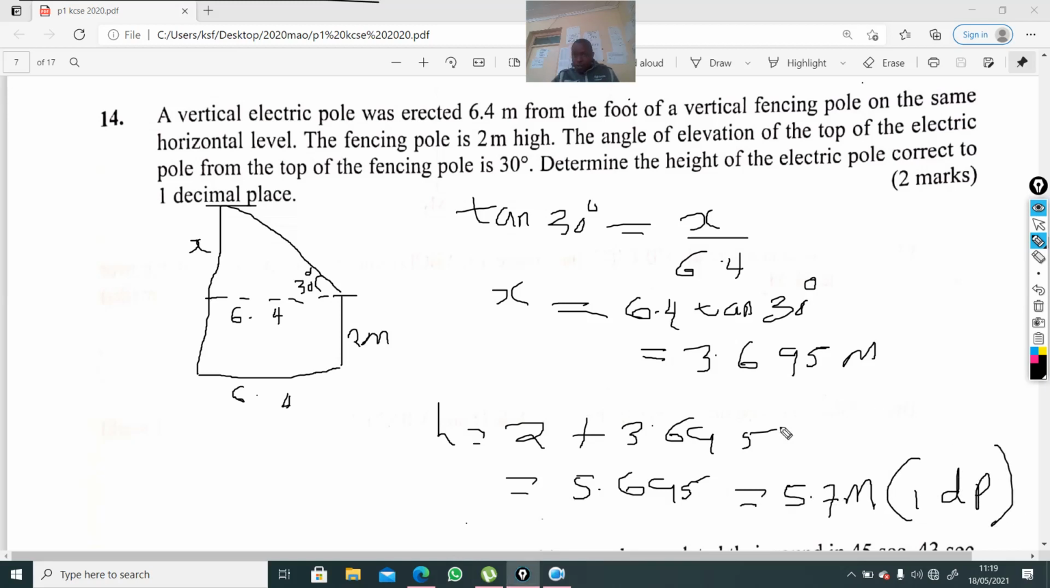So that is what you were supposed to do here. The question was very simple, 2 marks. The 2 marks, just how you want to score 2 marks, they were very simple. We move to the next question.